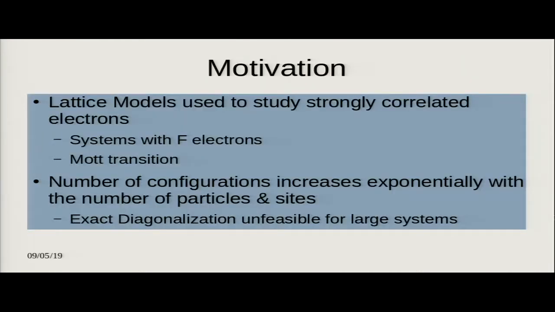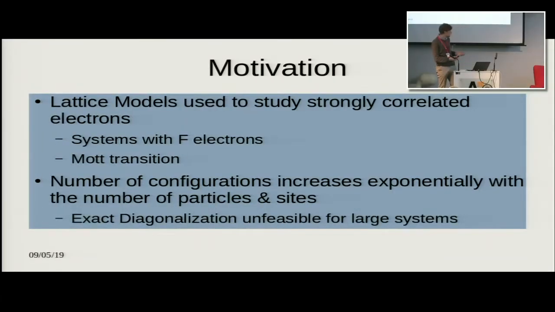So we're interested in studying lattice models. These are used to investigate strongly correlated systems, for example, systems with f electrons, or if you're studying the Mott transition. These are systems where traditional DFT fails. A problem with these lattice models is that the number of configurations increases exponentially with the number of particles and sites. So diagonalizing the Hamiltonian very quickly becomes unfeasible for large systems.